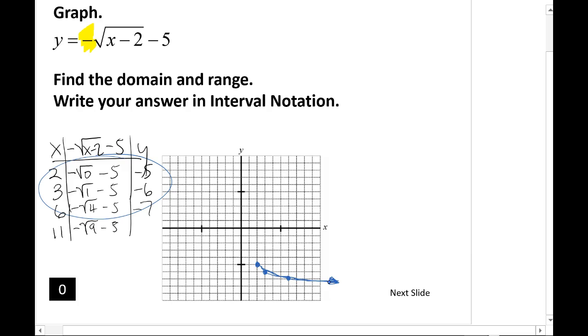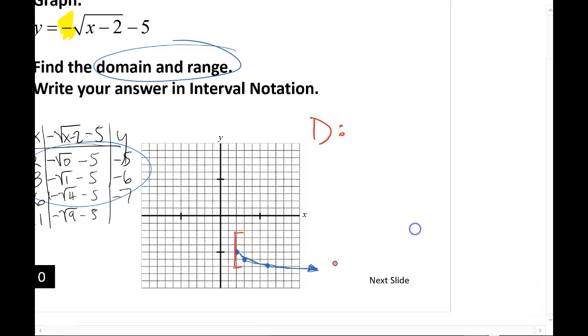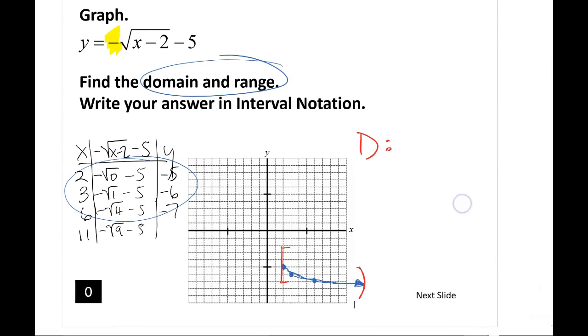Alright, now I need to find domain and range. So let's start with domain. I come in from the left, and it looks like I hit a point, so I put a bracket. And as I come in from the right, I hit an arrow, so that's going to be a parenthesis. So the number on the left with the bracket is 2, the x value. And I hit an arrow on the right, so that means infinity. And the x values going to the right are positive. So I will put positive infinity with the parenthesis.